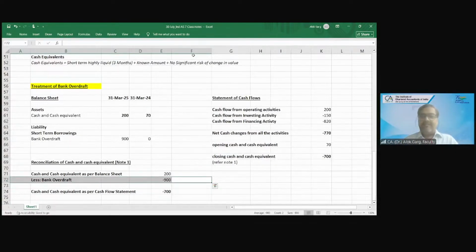Is that clear? Yes, sir. Clear in mind or clear from mind? Clear in mind, sir. Very good. So friends, we understood the concept of bank overdraft also.